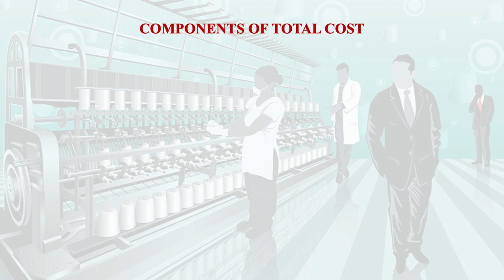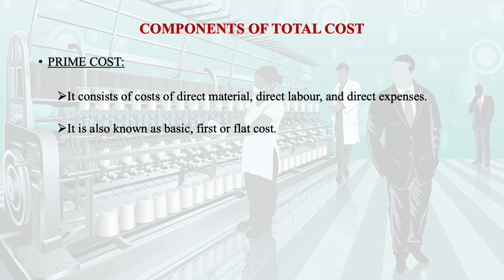Now, what are the components of total cost? First is prime cost. It consists of direct material cost, direct labor and direct expenses, and it is also known as basic, first or flat cost. Basically, all these terms will be used when we discuss the break-even analysis. That is why it is very important to understand each and every term very carefully.